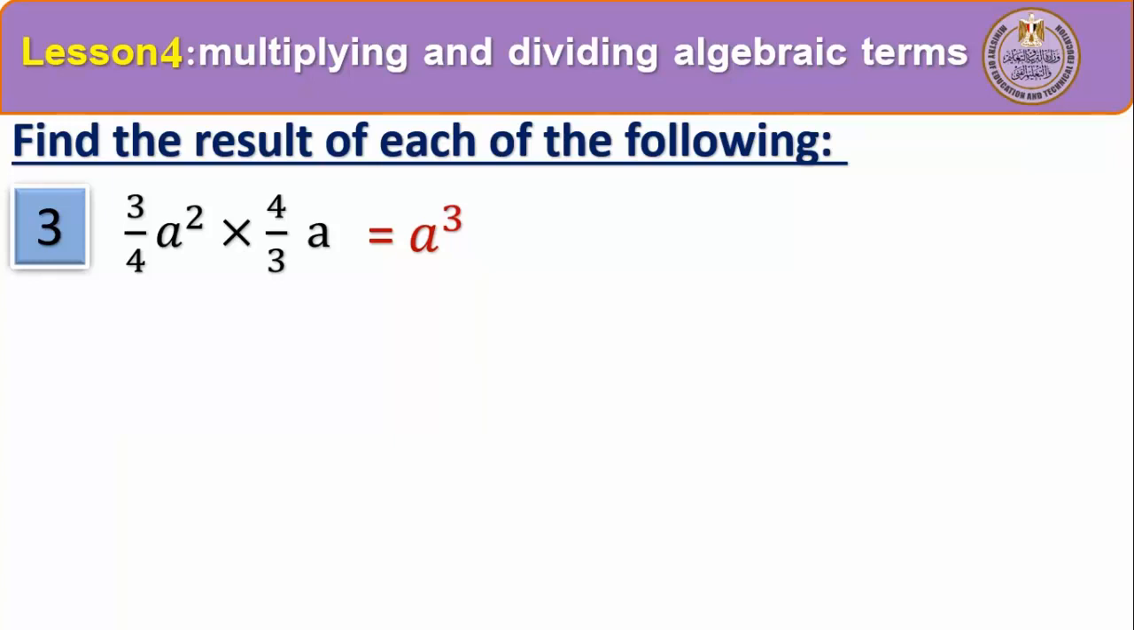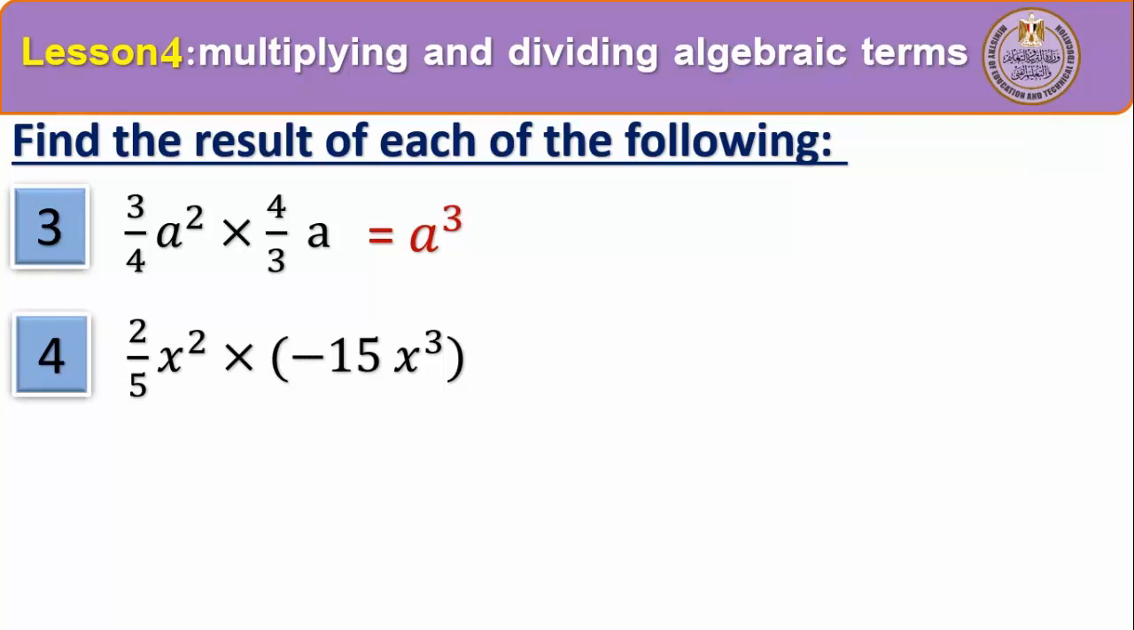So when we multiply algebraic terms, we must follow these steps. Firstly, we multiply the coefficients using the signs rule. Don't forget to do that. Secondly, we multiply the symbols by adding the indices of symbols which have like bases.